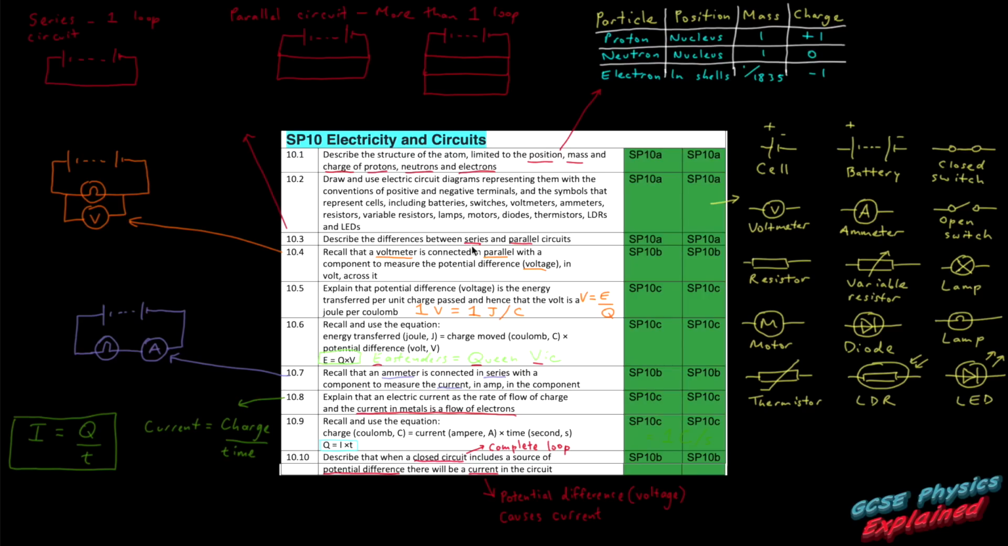10.3. Describe the differences between series and parallel circuits. A series circuit has only one loop. A parallel circuit has more than one loop.